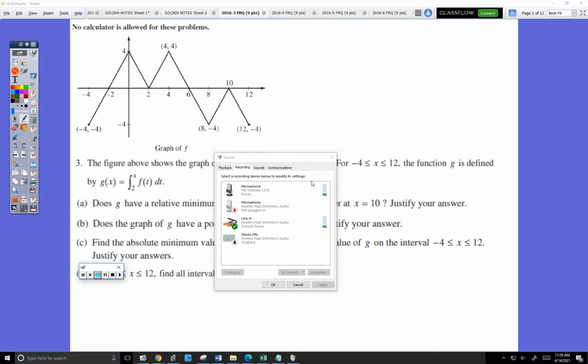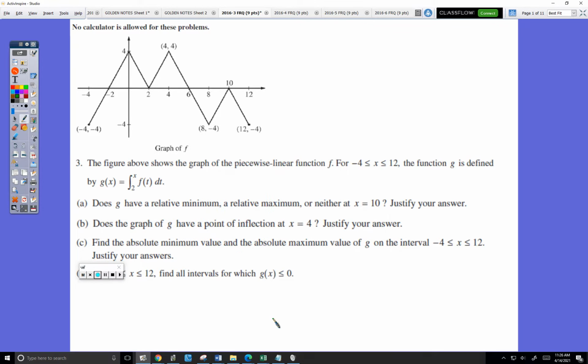Okay, now we're into problem number 3. Problem number 3 says, the figure above, go slow, shows the graph of the piecewise linear function f. So this is the graph of f for the time period -4 to 12. Okay, I can see that. The function g is defined by this integral.